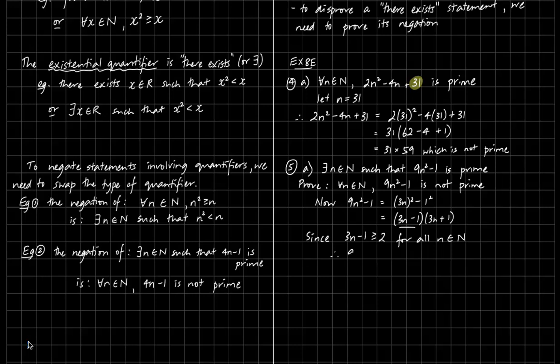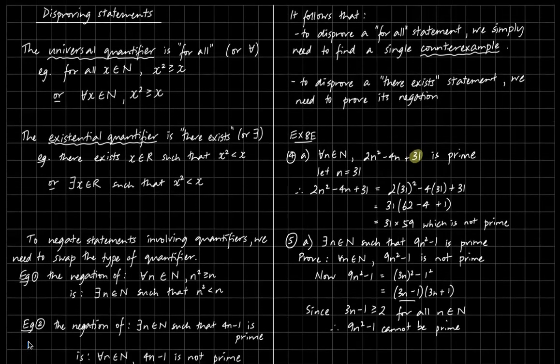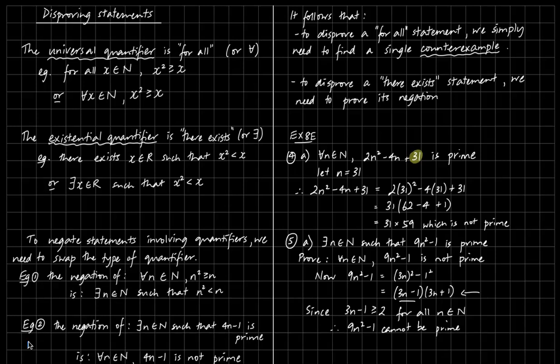and therefore 9n squared minus 1 cannot be prime, because, just to emphasize that, what we're saying is that this here is going to be the product of 2 and some other integer larger than 2, and therefore that is not a prime number. Okay, and so by proving the universal statement, we have disproved the existential statement.